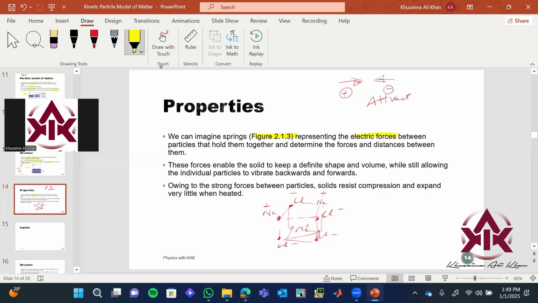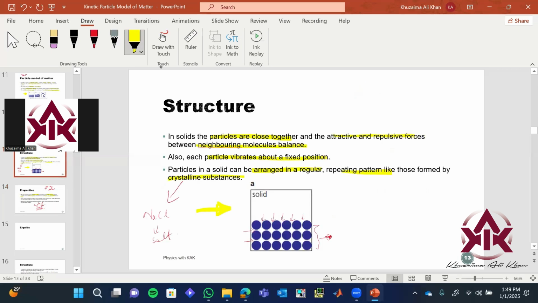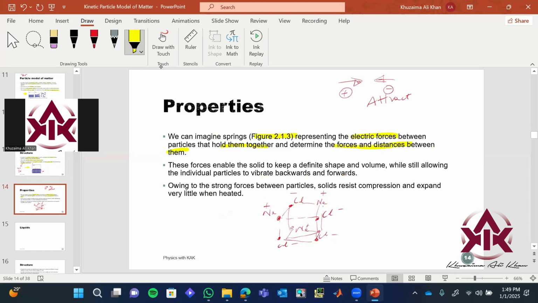So what is happening is that electric forces exist between the particles, which causes them to be together, holds them together, and determines the forces and distance between them. You can see this particle over here, they have some spacing and some regular pattern, and this is also keeping the structure together. The spacing is caused by repulsive forces, and the attractive force keeps the solid structure together, not letting the particles go away. These are called electric forces, right?